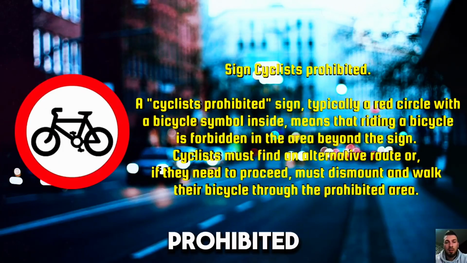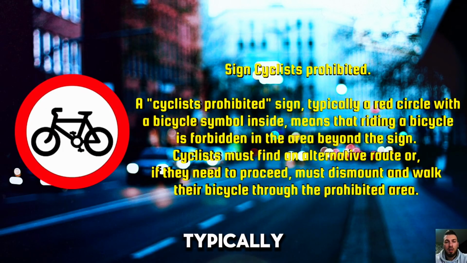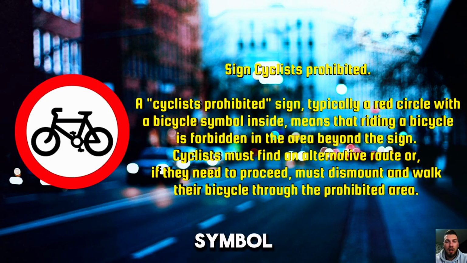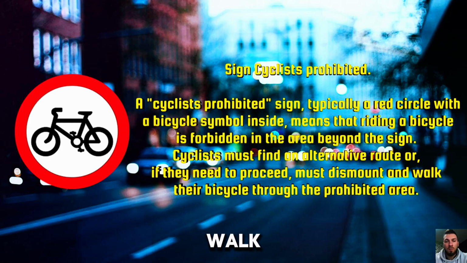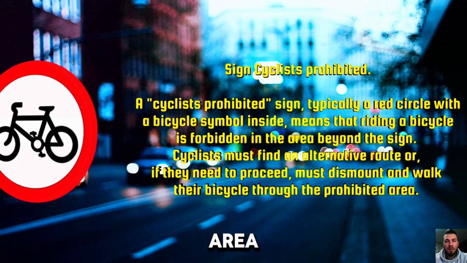Sign cyclists prohibited. A cyclist prohibited sign, typically a red circle with a bicycle symbol inside, means that riding a bicycle is forbidden in the area beyond the sign. Cyclists must find an alternative route, or, if they need to proceed, must dismount and walk their bicycle through the prohibited area.